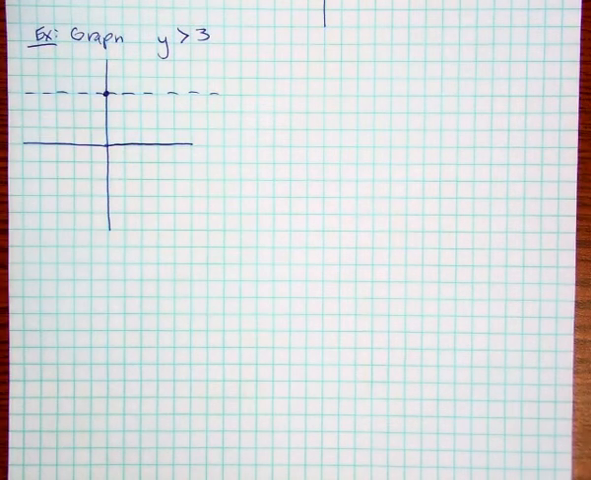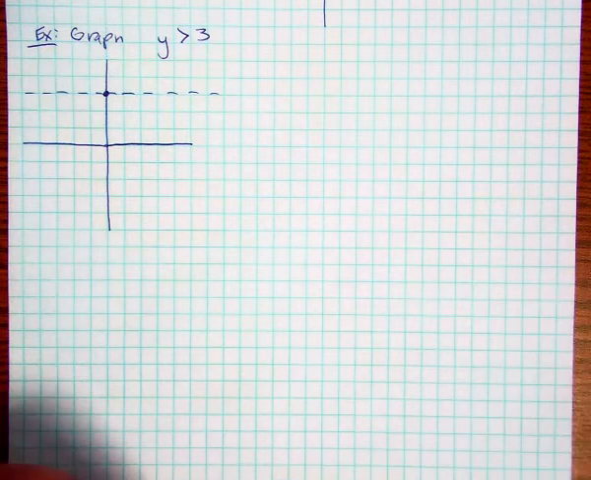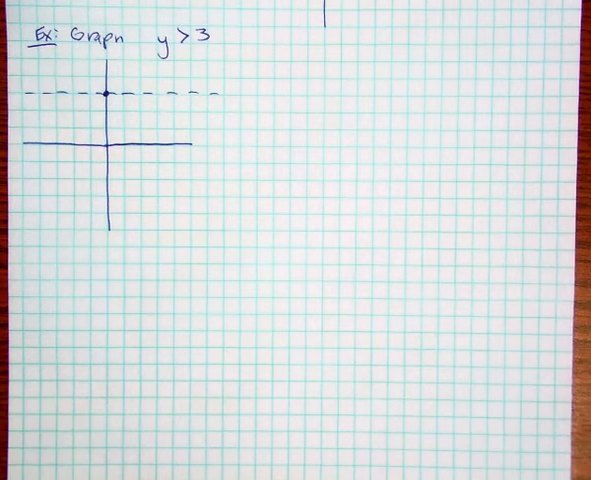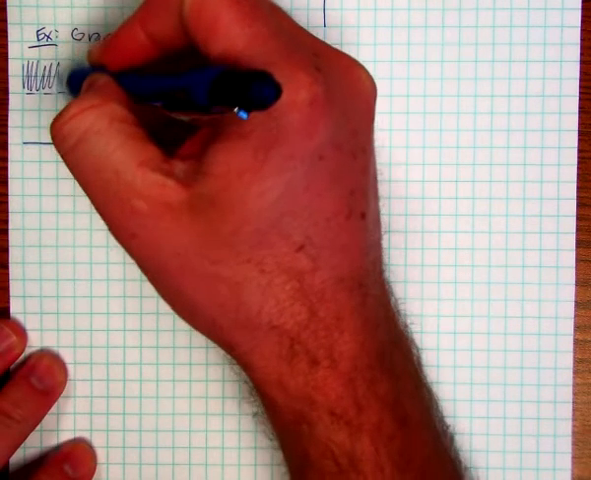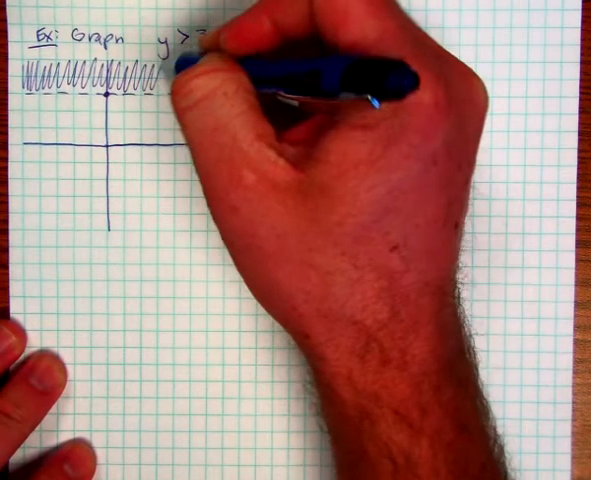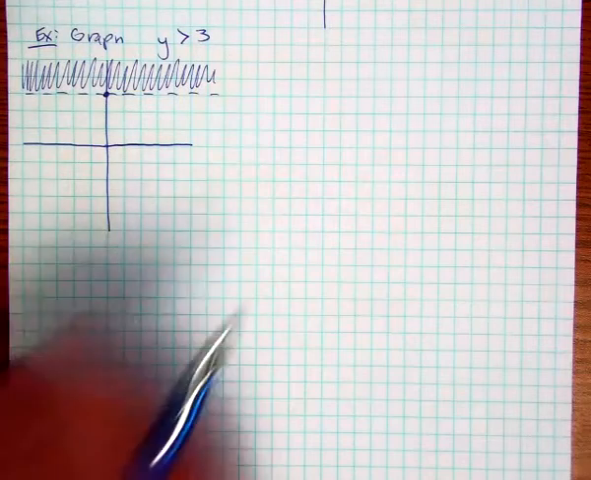So then the question becomes, where should I shade this? And this one is just like what we did on Friday. It says greater than. Does that mean shade above or shade below? Above. So this one's pretty straightforward. I'm going to shade everything above the horizontal line that I just drew.